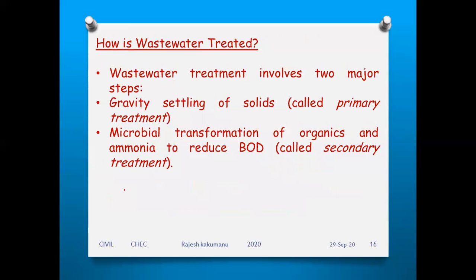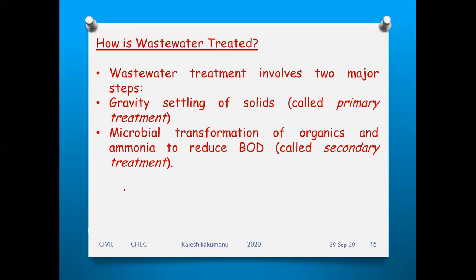Next one, how the wastewater is treated. Generally you know how wastewater is treated, right? Here the wastewater is treated in two groups. First one is gravity method, the other one is microbial transformation. The first one is gravity settling of solids, that is what we call primary treatment.